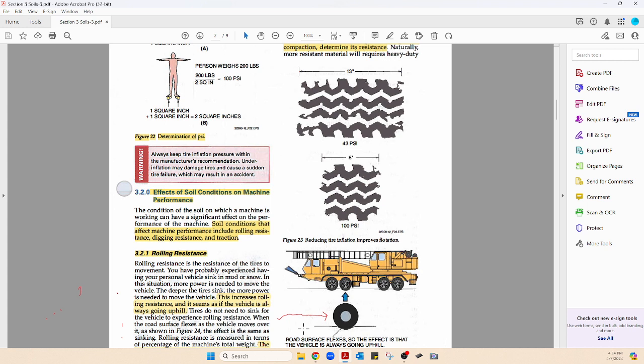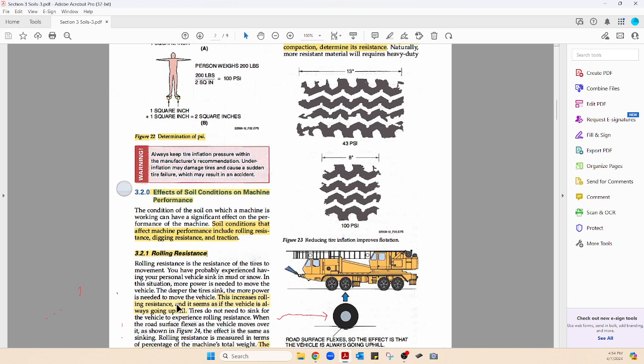It's like you're driving uphill, as the book said. That's called rolling resistance, and for cost analyses, you need to calculate that. There's a table for that we'll get to in a minute. But let's get caught up with the description here. Rolling resistance is the resistance of the tires to movement. You've probably experienced having your personal vehicle sink in the mud or snow. In this situation, more power is needed to move the vehicle. The deeper the tire sinks, the more power is needed to move the vehicle.